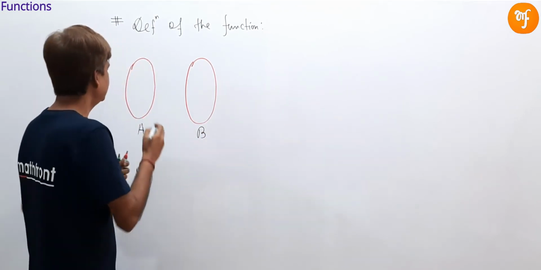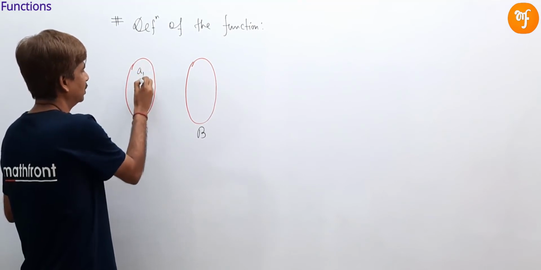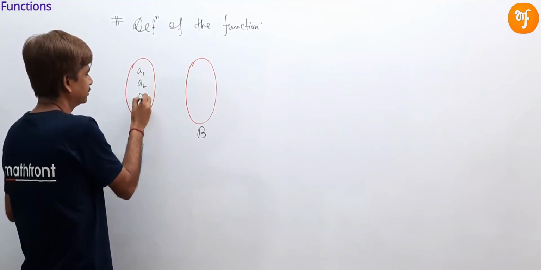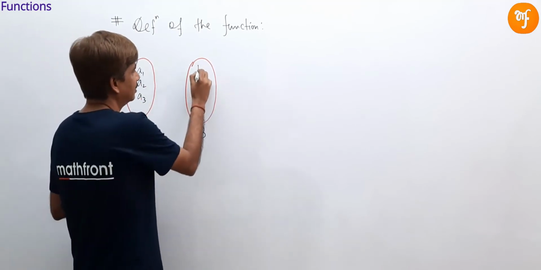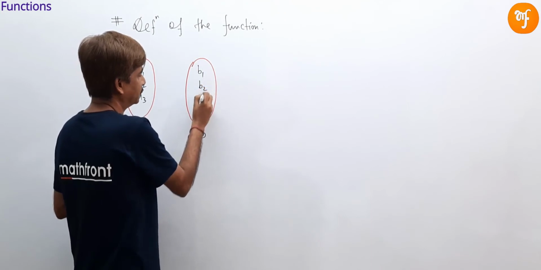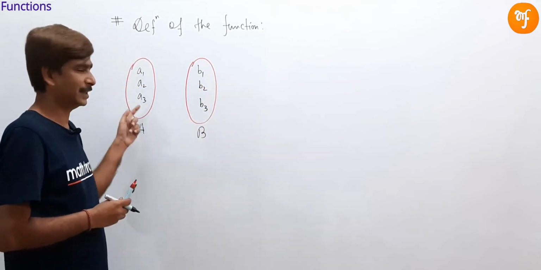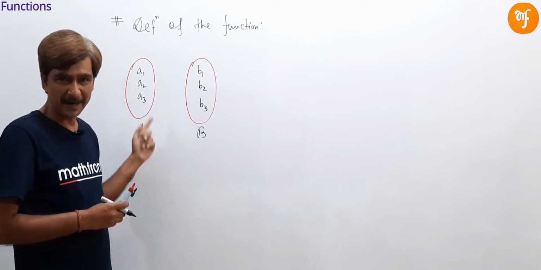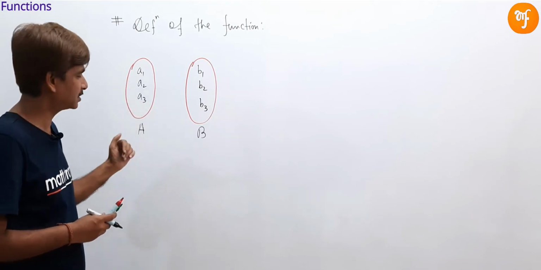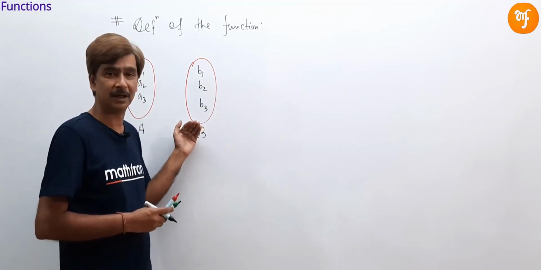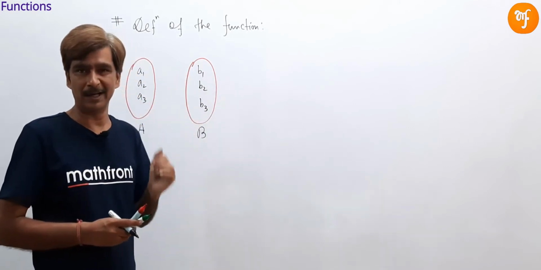Okay, so these are two sets. Obviously they are non-empty, that is the elements in set A are suppose small a1, small a2, small a3 like this, and elements in set B are b1, b2, b3. Okay, so a1, a2, a3 are domain elements, that is elements of the domain sets are known as domain elements, and elements of the codomain sets are known as codomain elements. So b1, b2, b3 are codomain elements.